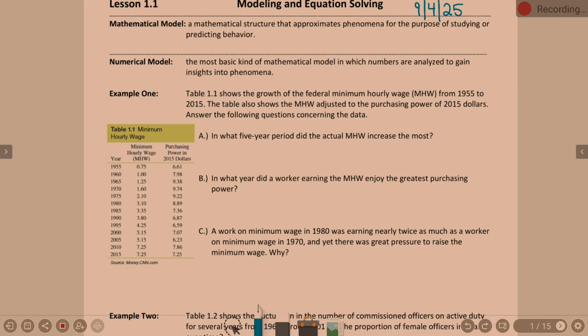Okay, so let's look at this table. Table 1.1 shows the growth of the federal minimum hourly wage, which they refer to as MHW, from 1955 to 2015. The table also shows the minimum hourly wage adjusted to the purchasing power of 2015 dollars. Answer the following questions concerning the data. So, in what 5-year period did the actual minimum hourly wage increase the most?